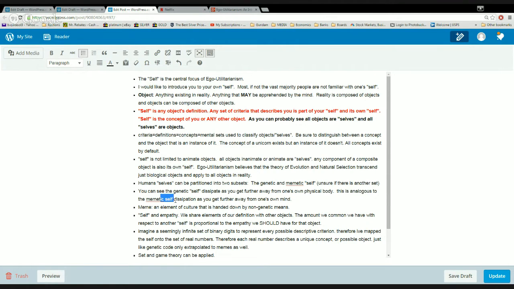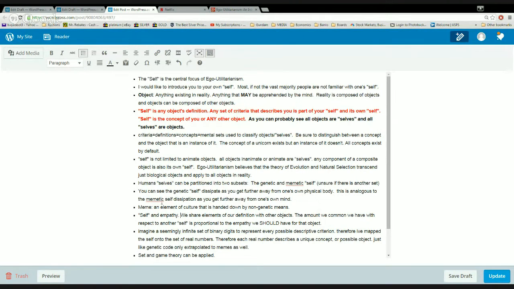This is analogous to the mimetic self dissipating as you get further away from one's own mind. So ideas can dissipate the further away you get from your mind, right? Your mind, let's say, is just a cluster of ideas. Whether it's true or not determines if it's knowledge. So that set of ideas is your mind, and as you get further away, maybe someone who's had the same upbringing as you, the same education, same intelligence, they're likely to have similar selves, but it's unlikely to be exactly your own mind, because just one idea that's different distinguishes that mind from another.